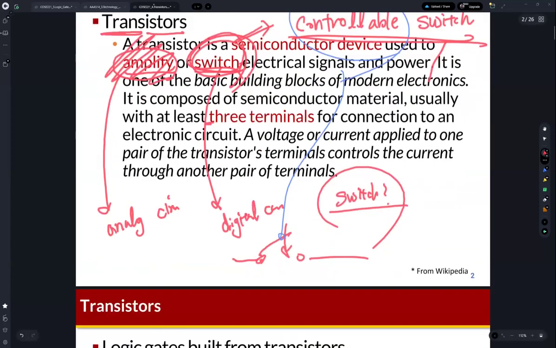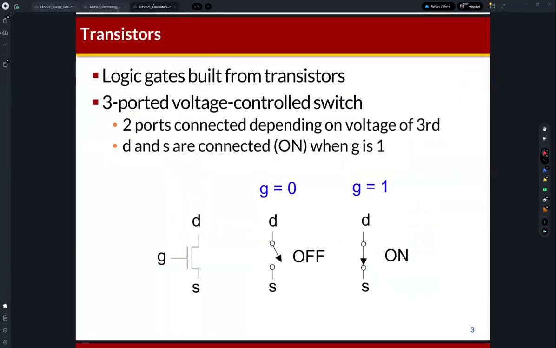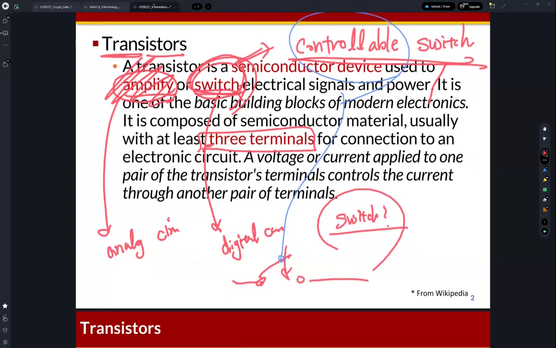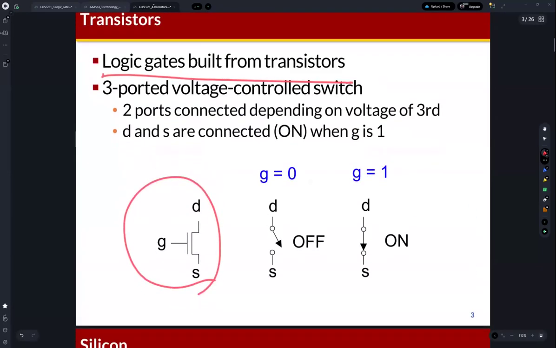So let's learn about the behavior of the switch. As I mentioned, we can build logic gates using transistors. This is the symbol of a transistor. In this definition, it has three terminals, three nodes. As I mentioned, a transistor has three nodes: D, S, G.